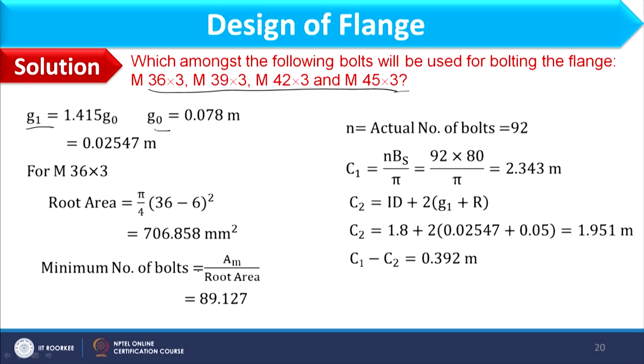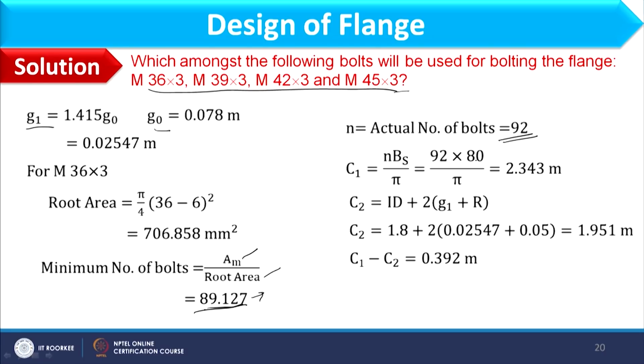Now minimum number of bolts would be minimum bolting area divided by root area, so it comes out as 89.127, and then you have to take actual number of bolts which should be a multiple of 4 to this, and that value comes out as 92. Once I have the actual number of bolts, I will calculate C1 and C2. So C1 would be equal to NBS by pi, which is equal to 92 into 80 by pi.